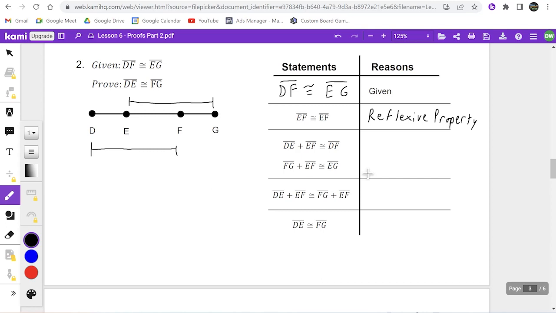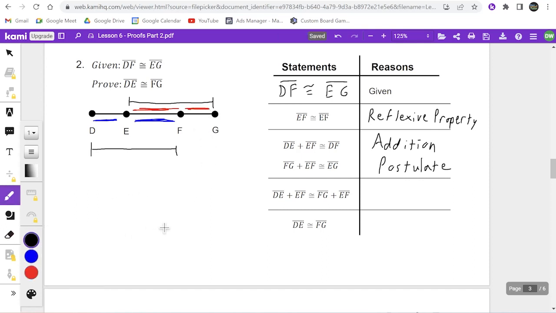It's going to be the addition postulate. Wait, what? The addition postulate says that I can add two line segments together, and that's exactly what I'm doing. I'm saying DE plus EF equals DF. And think about why this makes sense. Let me color it in blue. I'm saying DE plus EF equals the whole thing DF. And then I'm saying EF plus FG equals the whole thing EG.